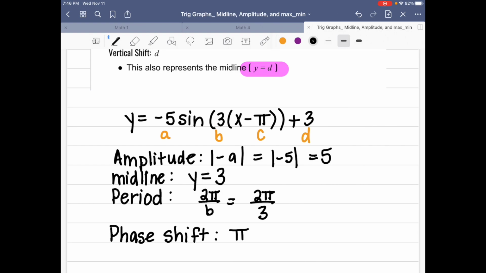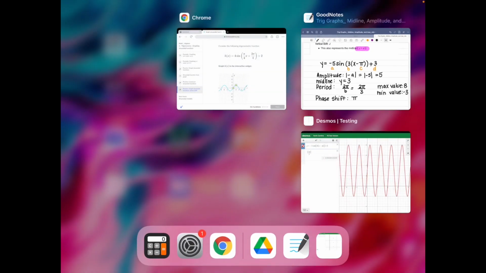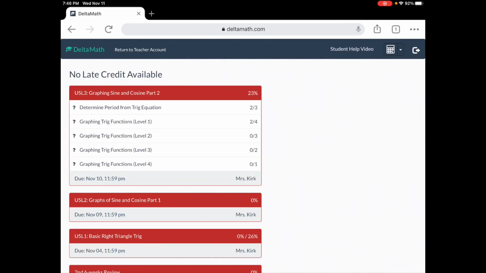We've talked about how to find the amplitude. We talked about the midline. We talked about the period. So we said our max value was at 8, and our min value was at -3. So we're going to look at our Delta Math activities, and we're actually going to just make sure we are all on the same page.